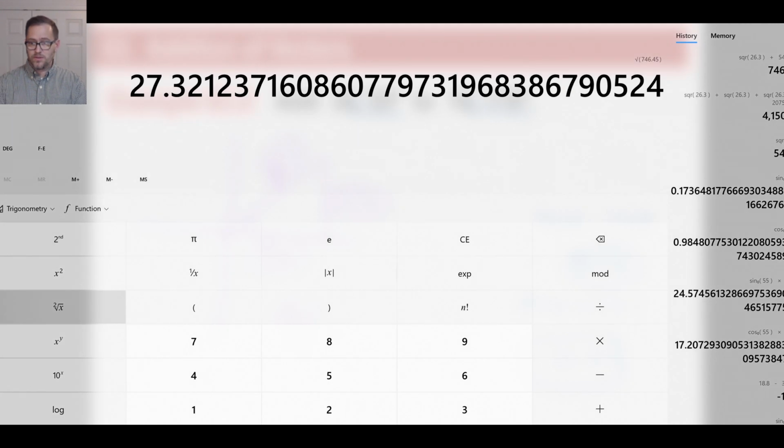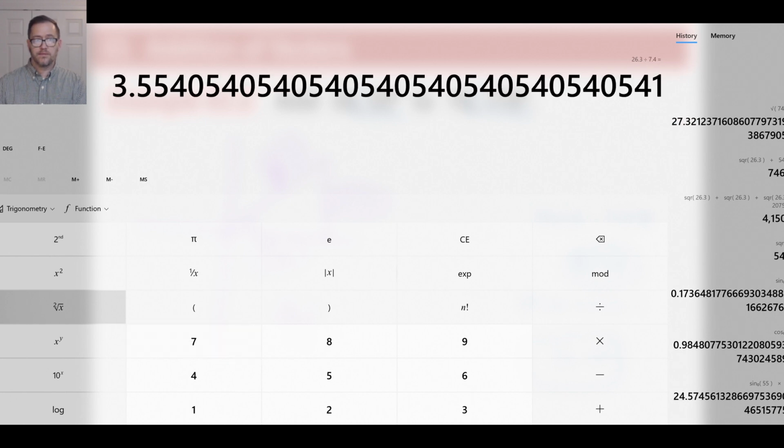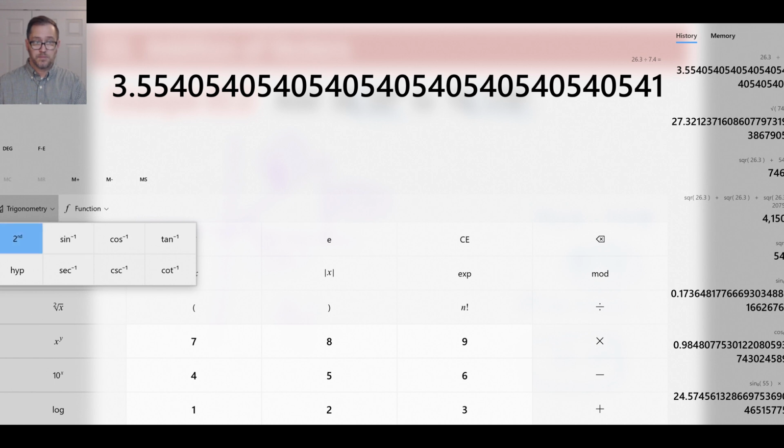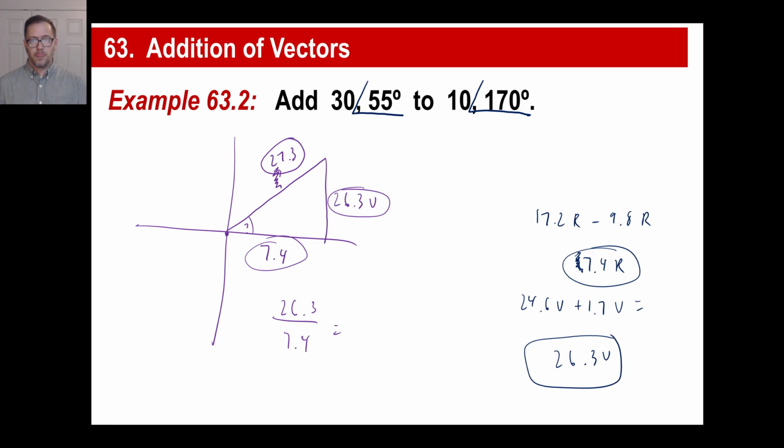So let's go: 26.3 divided by 7.4, and that'll give us that. Now we're going to go inverse, which might be the second button on yours, and a tangent, and boom. We'll call it 74 degrees. Okay, and this will be 74 degrees. We'll do 74.2, what the heck.